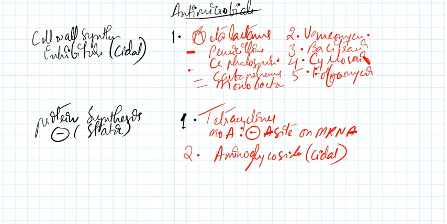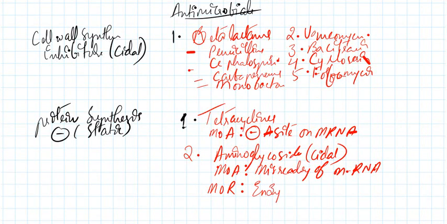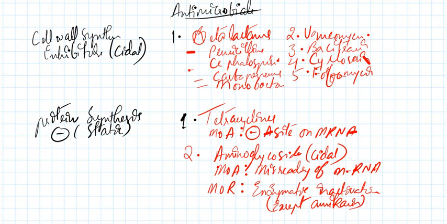Now, what is their mechanism of action? They cause misreading of mRNA. But what is the mechanism of resistance for aminoglycosides? That is enzymatic inactivation, except amikacin. Remember, except amikacin. That is the reason why these are not effective against anaerobes and typhoid.